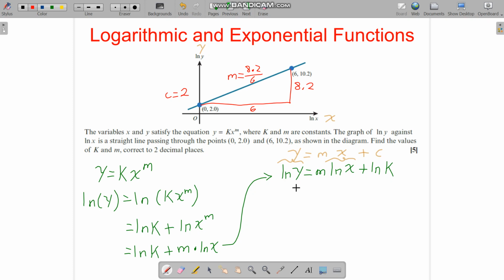So since m, which is the gradient, is 8.2 over 6, we have the value right away. You can simplify. Now the y-intercept, the ln K, is 2.0, or just 2. So K is e to the power of 2, e squared.